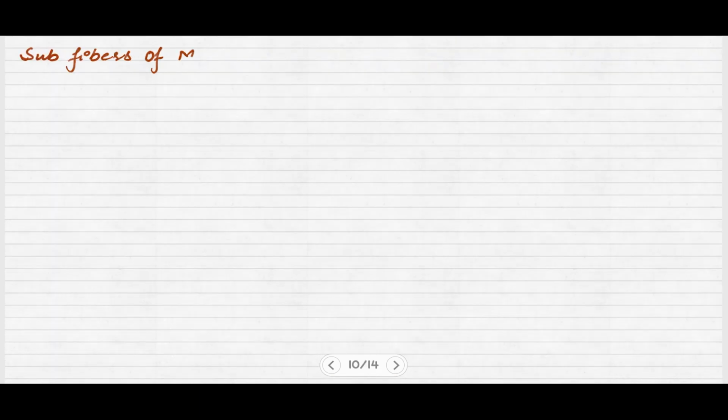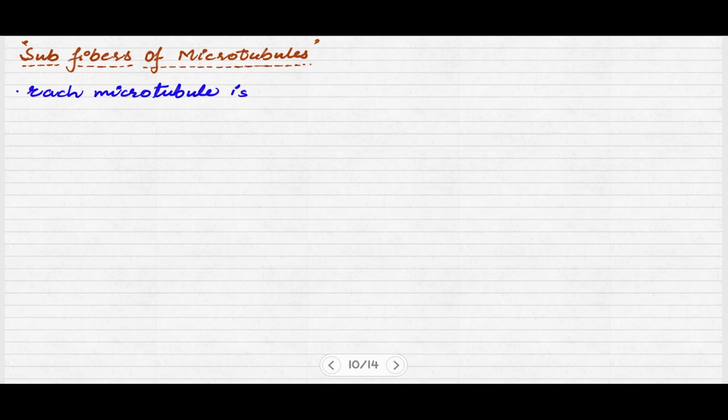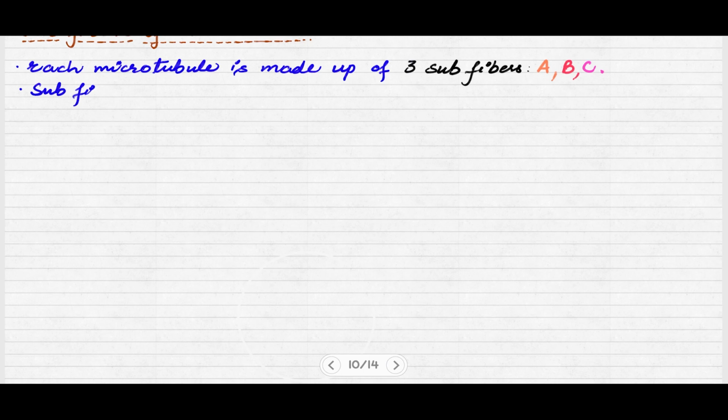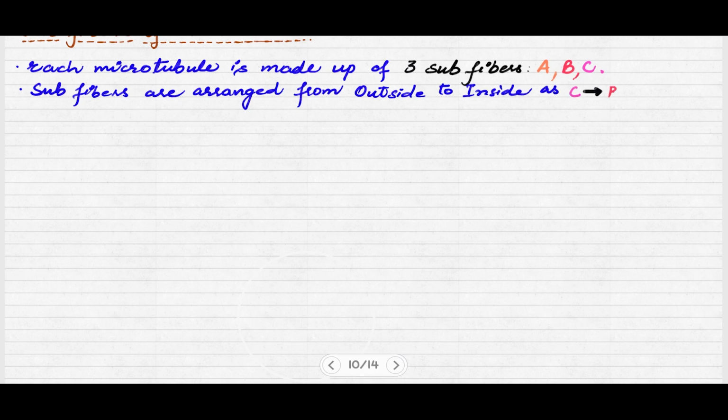The detail of the subfibers of the microtubules. As we know, each microtubule is made up of 3 subfibers, namely A, B and C. Subfibers are arranged from outside to inside, as C is the outermost, B is in the middle, A is the innermost. Each subfiber is 250 angstrom in diameter.